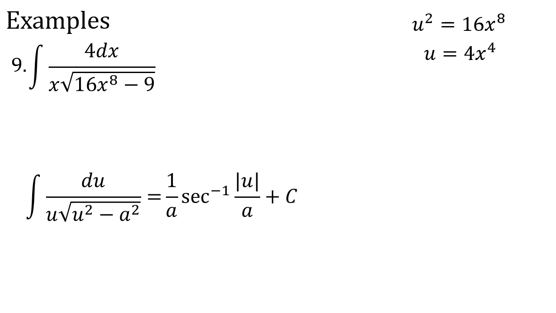Because our u is 4x to the 4th, outside the radical symbol, there should be u. But we only have x here, not 4x to the 4th. So obviously, our given is not yet following the pattern, okay? So we cannot directly substitute the values of u and a. So try to get du first.